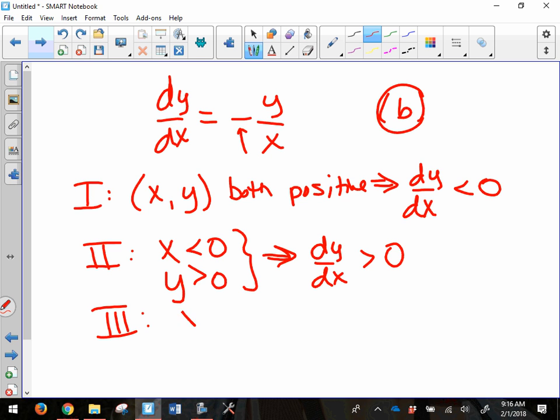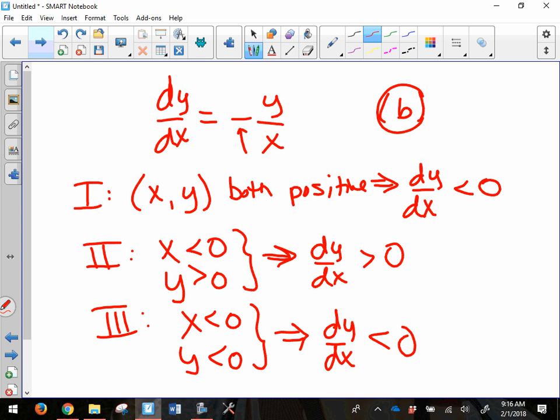Quadrant 3. Elf, what can you tell me about x in quadrant 3? Doesn't matter. Quadrant 3, x is always what? Okay. Priya, what can you tell me about y for quadrant 3? Yep. So Gianni, what does that tell me about dy/dx, the slope? Correct. Because the negative sign from my y and the negative sign from my x will cancel, but I still have that overall negative sign in front.